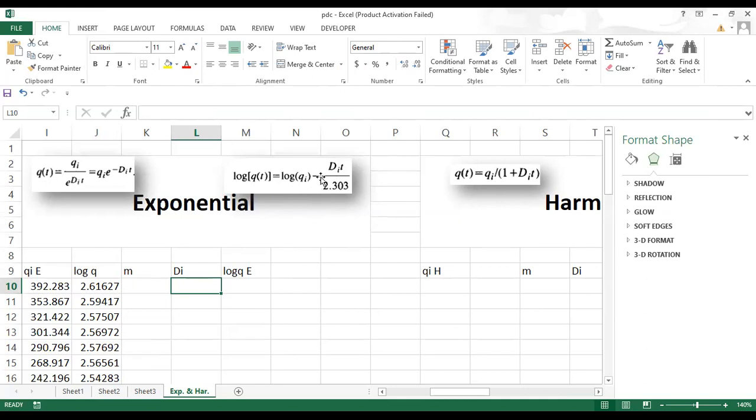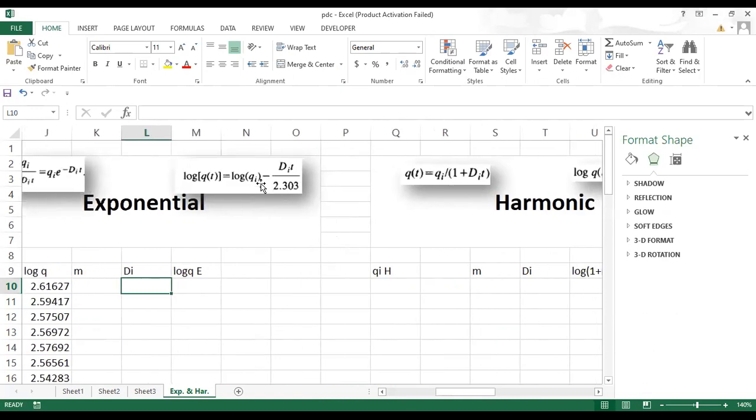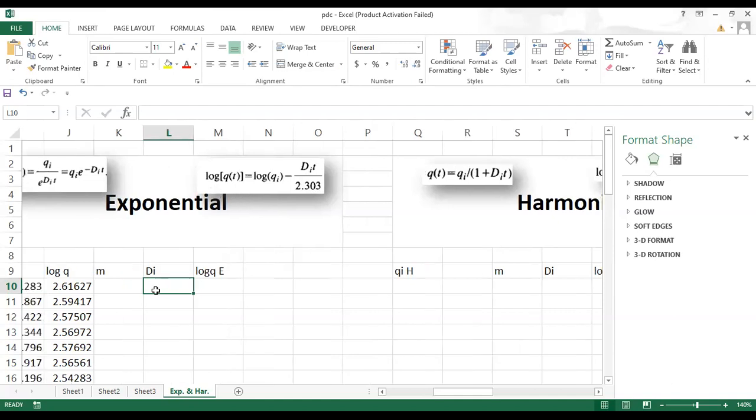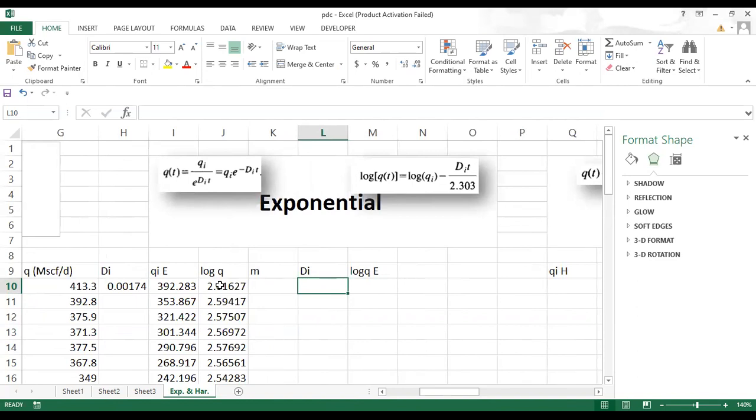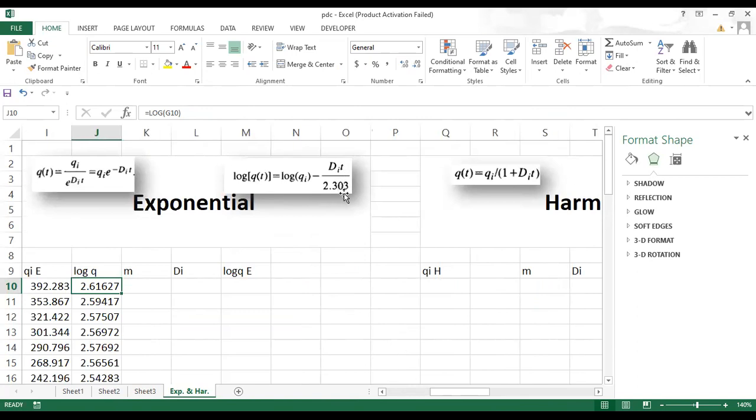So Y is equal to MX plus C, which means M is equal to minus Di by 2.303. I have written here, M is equal to minus Di by 2.303. This equation gives me a clue: if I have an XY trend of Y-axis and X-axis, my slope will be equivalent to minus Di by 2.303. Log Qt value was already given, we can create it from the original data, and T we also have. So the slope of log Q versus T will be equivalent to minus Di by 2.303.